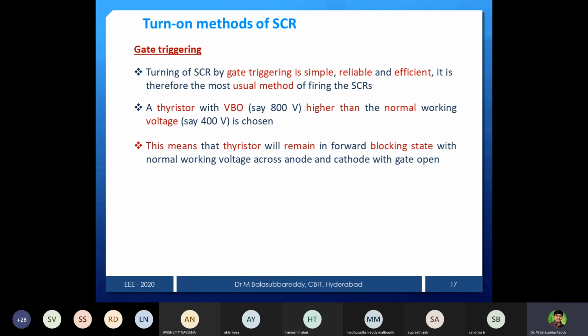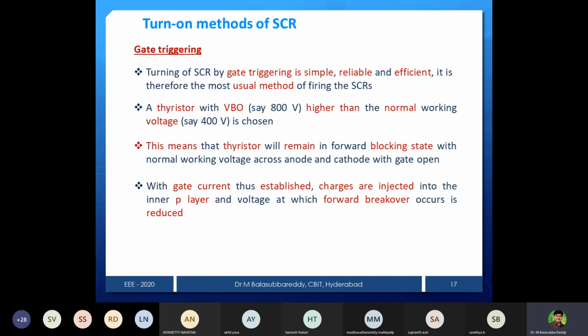If you give only 400 volts, the device is in the off state only. Now, with gate current established, charges are injected into the P layer. Remember, either you can pass the gate current or you can apply the voltage across gate and cathode, not from anode to cathode.